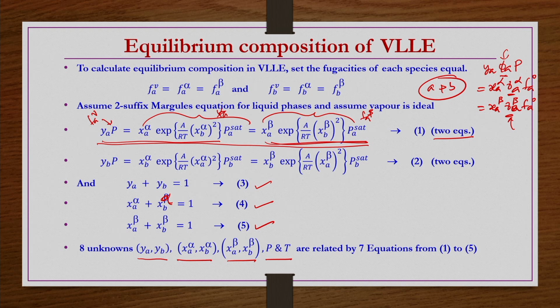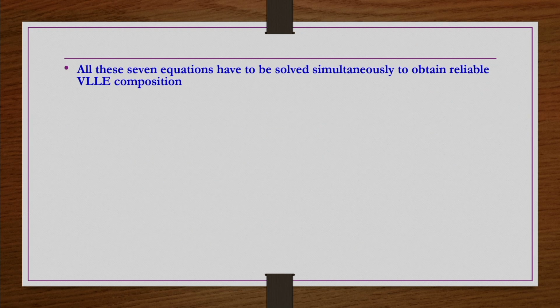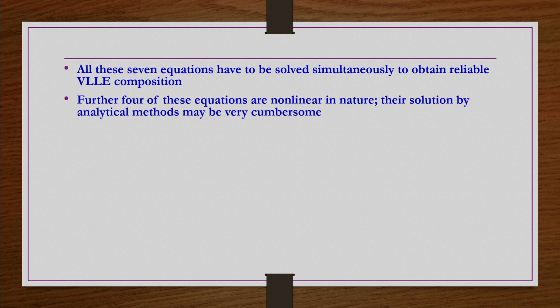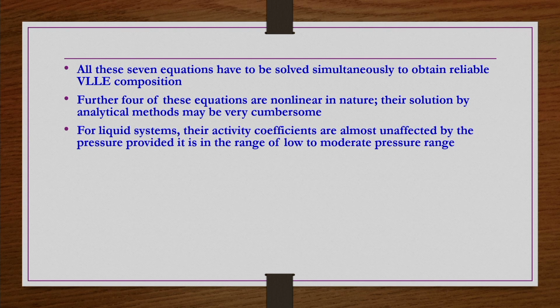Now here, these 8 variables are related by these 7 equations. All these 7 equations have to be solved simultaneously to obtain a reliable VLLE composition. Further, 4 of these equations are non-linear in nature. Their solution by analytical methods may become very cumbersome.